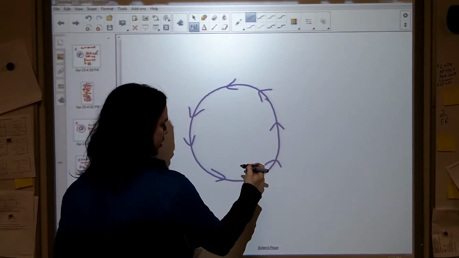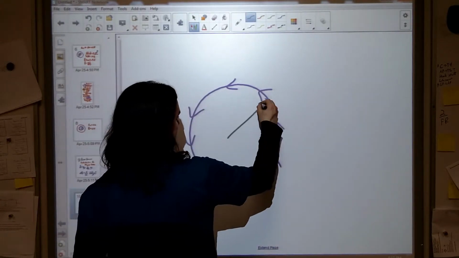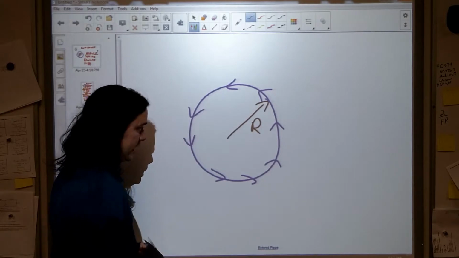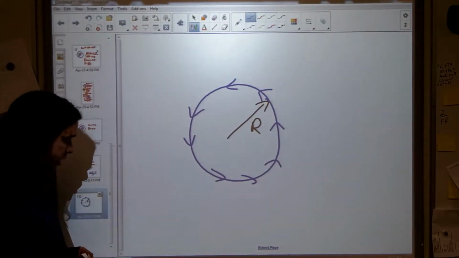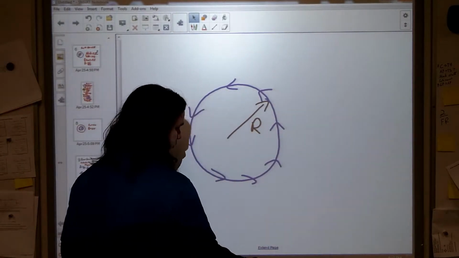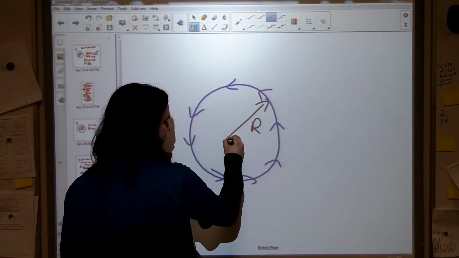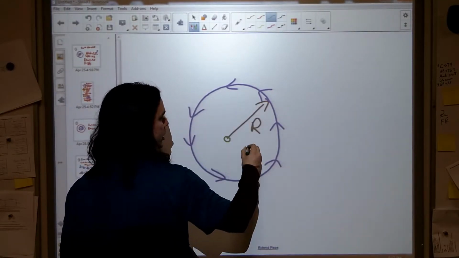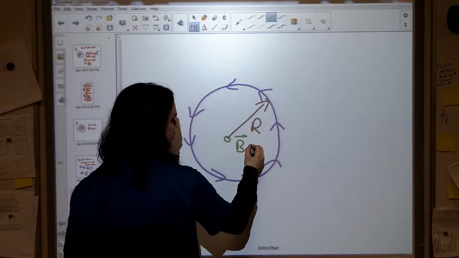We're going to say that this is a perfect circle. Dear Lord knows that I cannot draw those. We're going to say that it has a radius of capital R. And what I'd like to know is this. At the very center of this ring, what is the magnetic field?